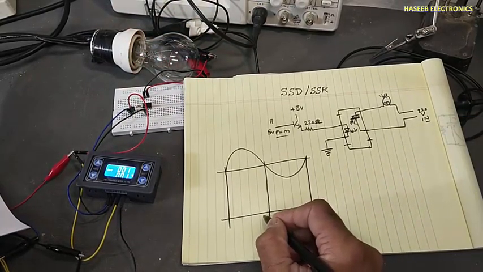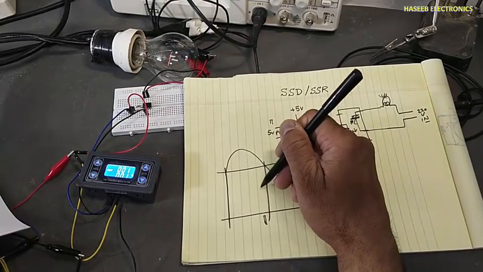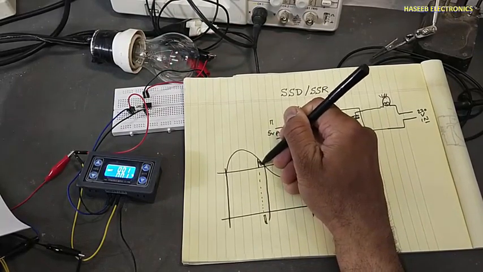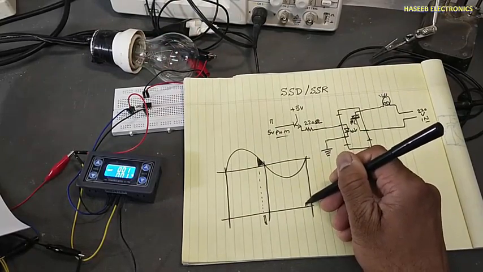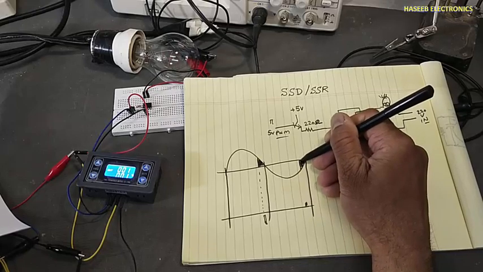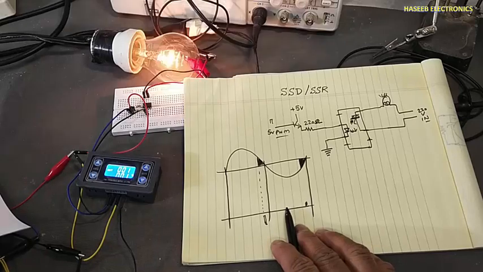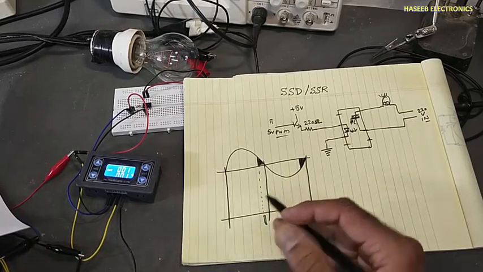If I apply a pulse here, this is the location of the pulse. At that time, from here we will receive this portion, and in the same way if we provide a pulse here, it will provide this voltage. If I apply a pulse at this position, at this phase angle, how can we do that?